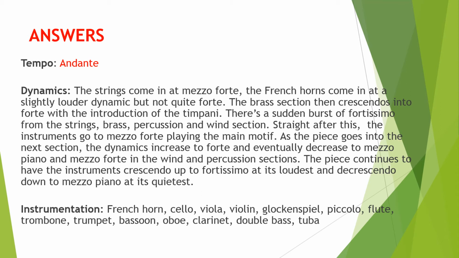As the piece goes into the next section, the dynamics increase to forte, and eventually decrease to mezzo piano and mezzo forte in the wind and percussion sections. The piece continues to have the instruments crescendo up to fortissimo at its loudest and decrescendo down to mezzo piano at its quietest. The instrumentation used is the French horn, cello, viola, violin, glockenspiel, piccolo, flute, trombone, trumpet, bassoon, oboe, clarinet, double bass, and tuba. Please pause the video now.